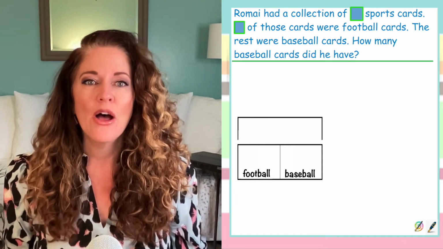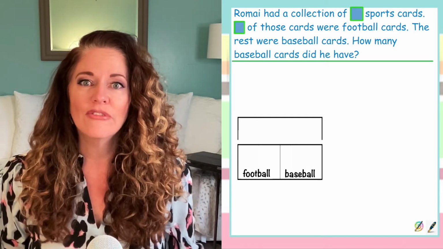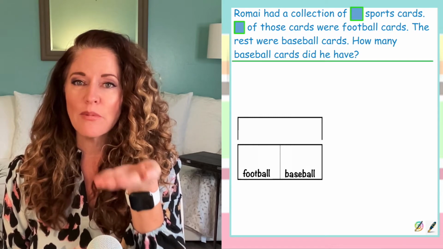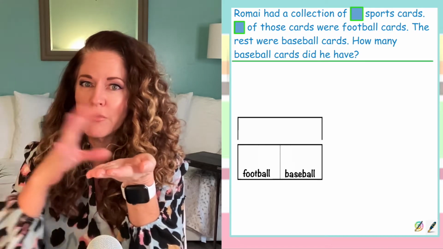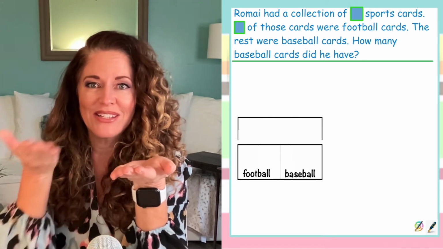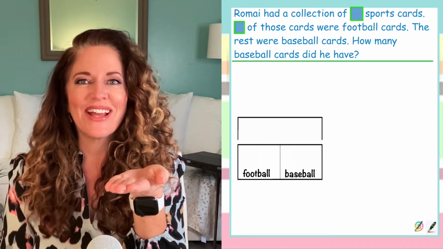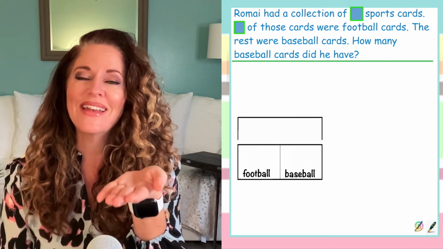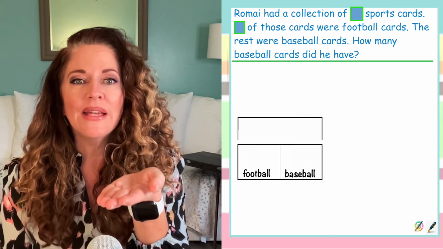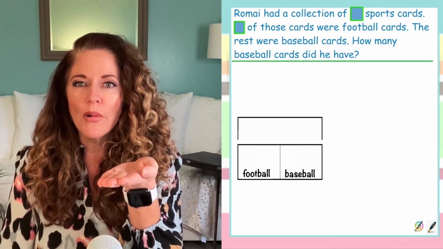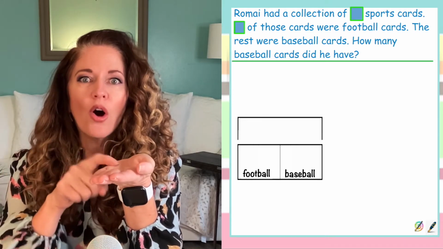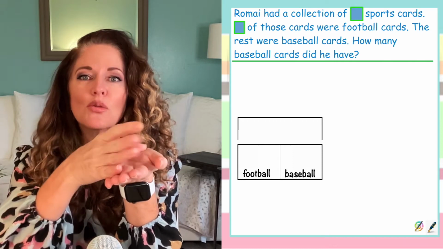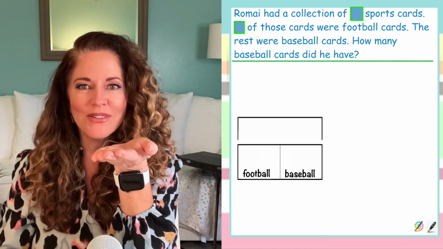Okay, here we go. Ramai had a collection of blank sports cards. Okay, we know he's got sports cards. We don't know if we're pulling from them or if we're going to add to them yet. We have to read our next sentence first. So we've got those sports cards in our hands and it says, blank of those cards were football cards. So some of the cards that are in my hand are football cards. So I'm going to pull those out.